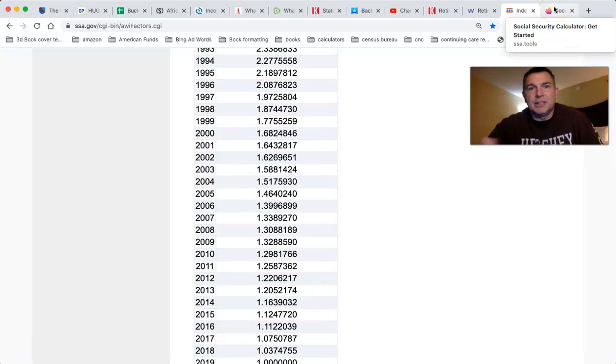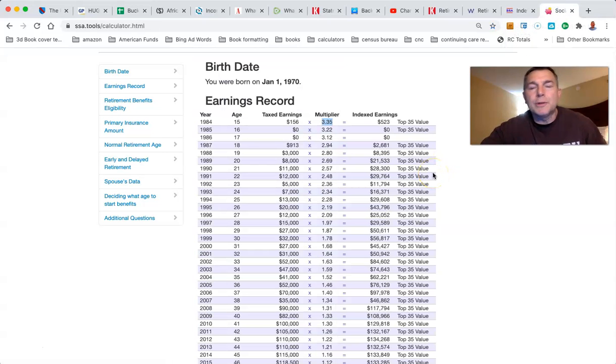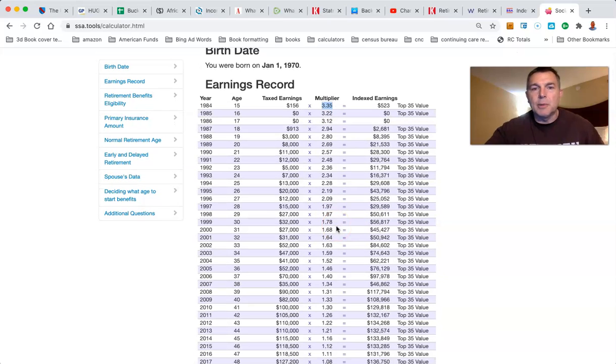But this is still pretty good because we don't know what your indexing numbers are going to be, because you still have, for me, I still got 12 years before my first year of eligibility. Anyway, the closer you are to 62, the more accurate any Social Security calculator is going to be. Best estimate. We're going to use this.